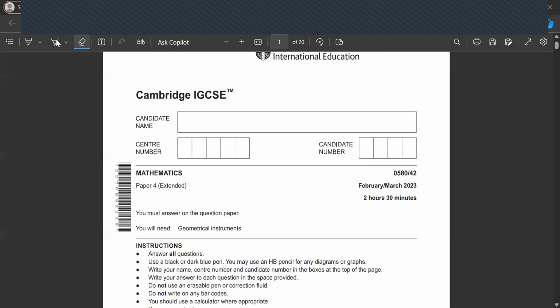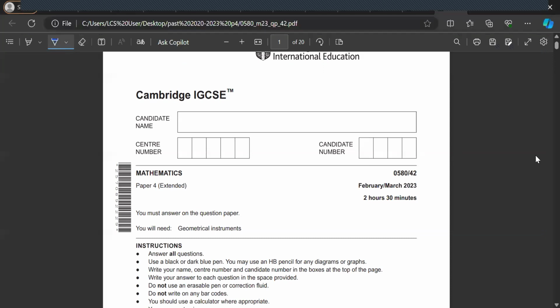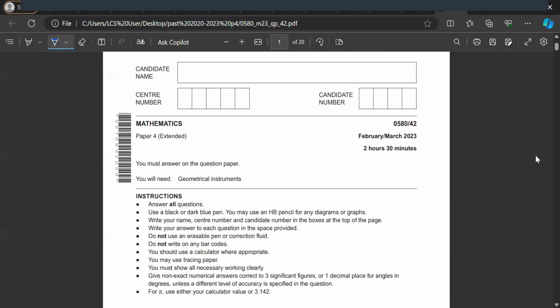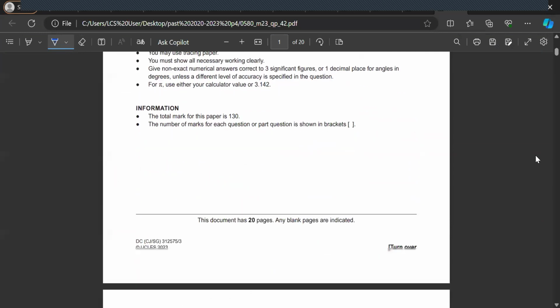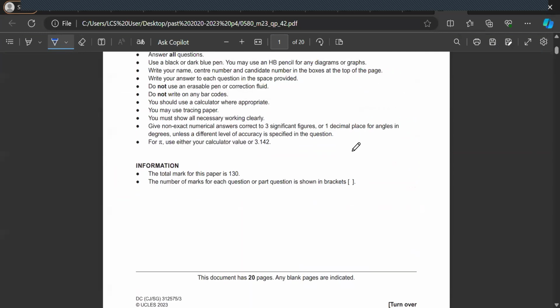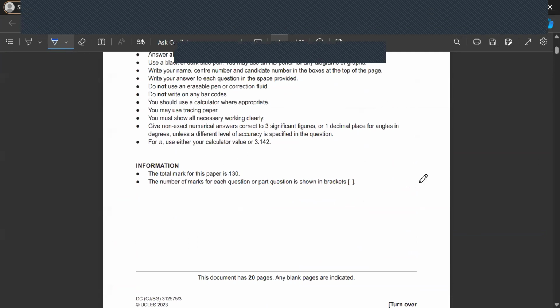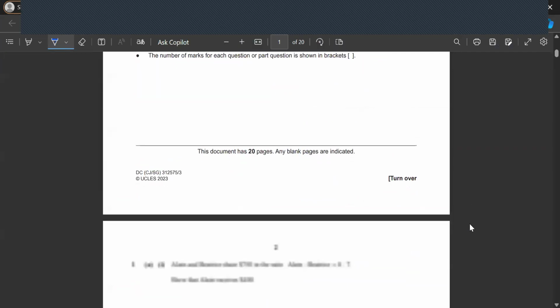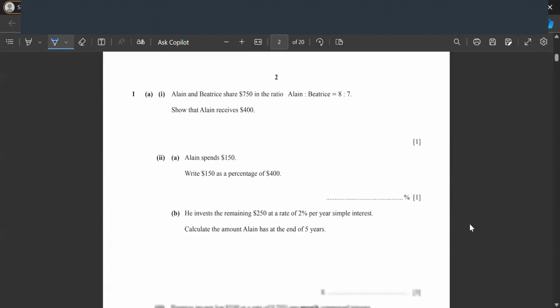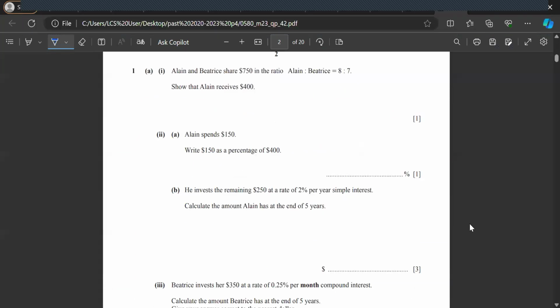Okay, so from the beginning, we are going to go through some questions in the February/March 2023 paper, Paper 4, Variant 2. What I want to say first is that the total marks of this paper is 130, so it is very important. We are going to start with the easy questions, then go through the questions that have ideas.